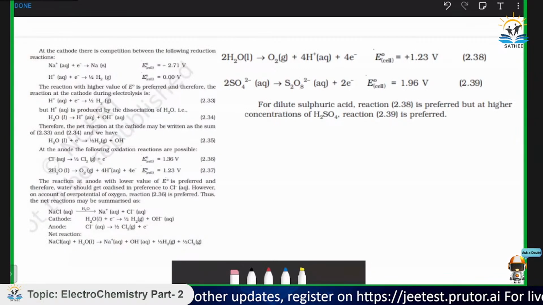Your E cell is E0 cathode minus E0 anode. So E0 cathode should be higher, E0 anode should be lower. Then E0 cell is higher, delta G0 is more. On that basis, for the cathode reactions you will pick the higher E0, and for anode reactions you will pick the lower E0.